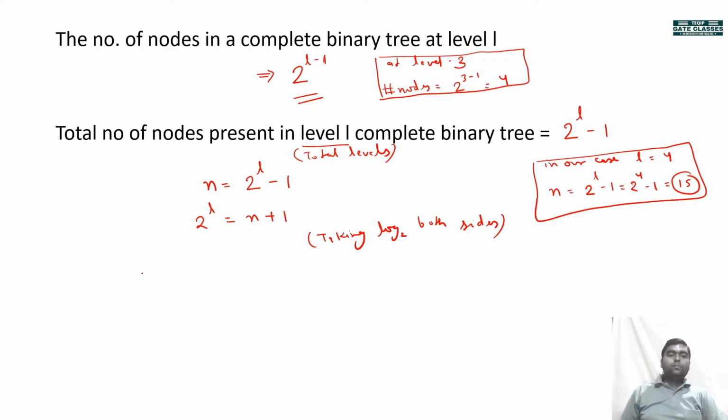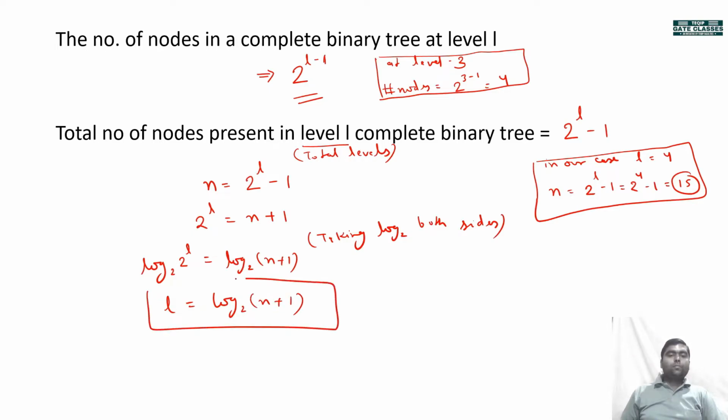So what we are doing, log base 2 raised to the power L equals log base 2 of n plus 1. So finally we are getting L equals log base 2 of (n plus 1). So this is our required formula. This is the formula for if we are given n number of nodes, then we can easily find how many levels are there in a complete binary tree.